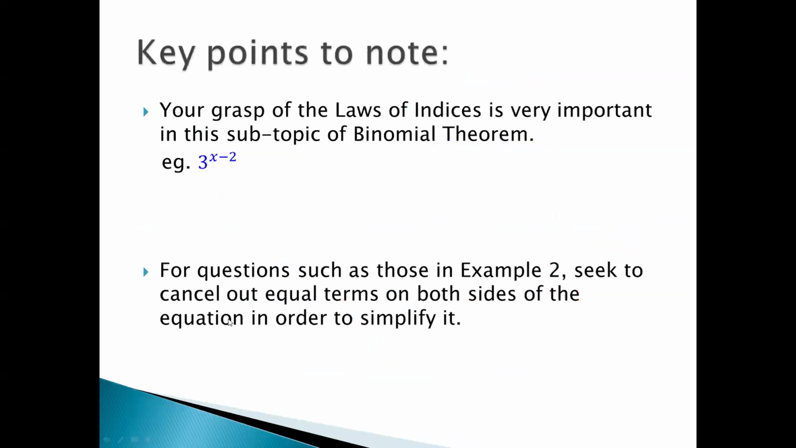So, what are your key points to note? Your grasp of the laws of indices is very important in this subtopic of binomial theorem. So again, 3 to the power x minus 2, you need to know that this can be split up into 3 to the power x divided by 3 squared. And for questions such as those in example 2, seek to cancel equal terms on both sides of the equation in order to simplify it.